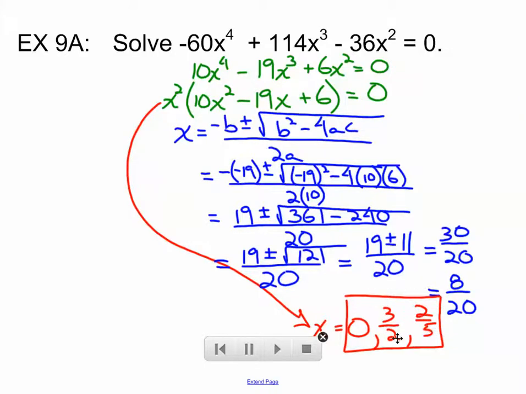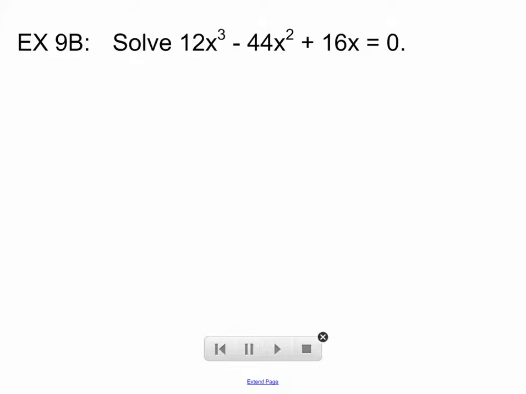The fact that these came out rational answers means that this expression was factorable. But boy, it would have taken me a while. I would have to do the AC method to factor that. Forget it. I'm not interested. I'll just use the quadratic formula. It's still a fine way to get an answer. Let's do this one more time.